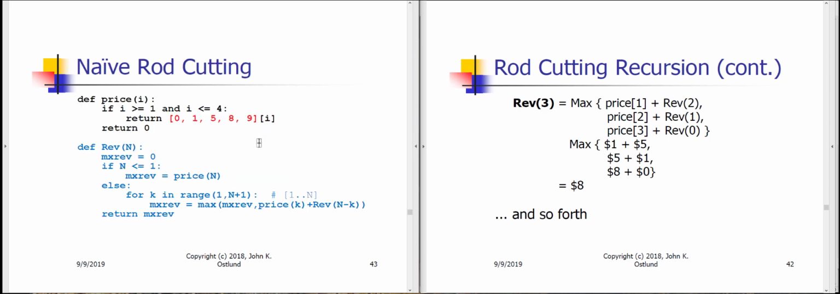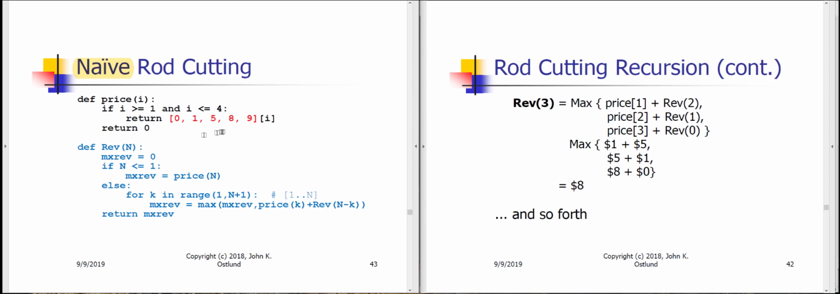Here on slide 43, we have the naive implementation of this recursive rod-cutting algorithm that we've just looked at. By naive, I mean that we have not yet added any memoization. We'll come back to the memoization in a minute.